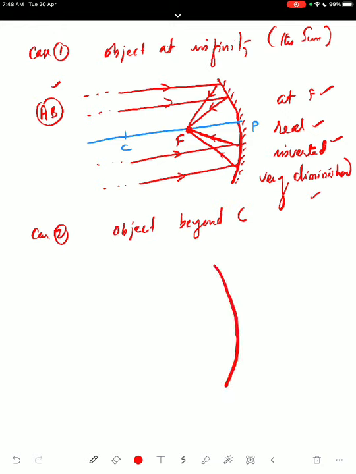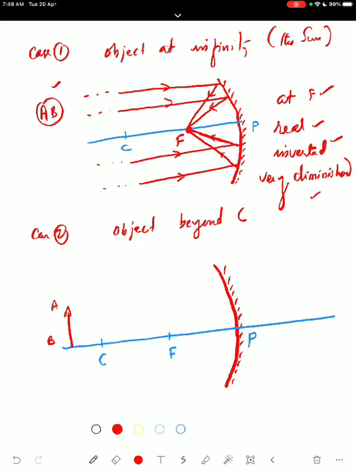So, this is your concave mirror. You can draw the principal axis and mark the points: P here, C is here and F is here. The object is placed beyond C. So this is your object, AB, placed beyond C.